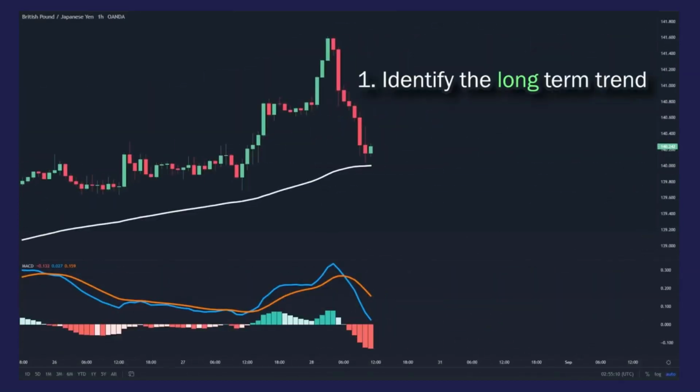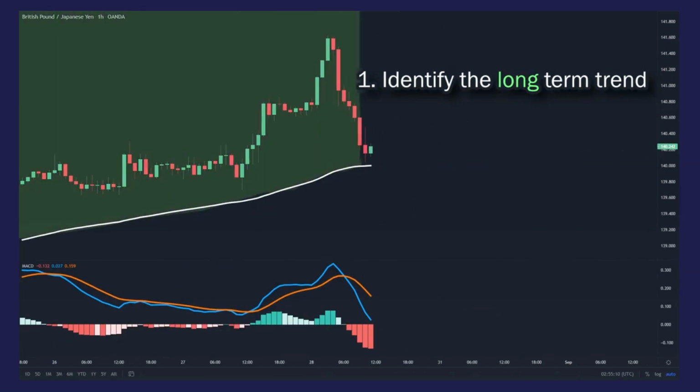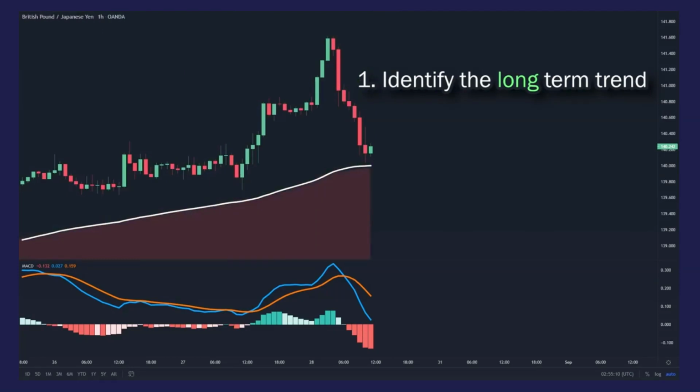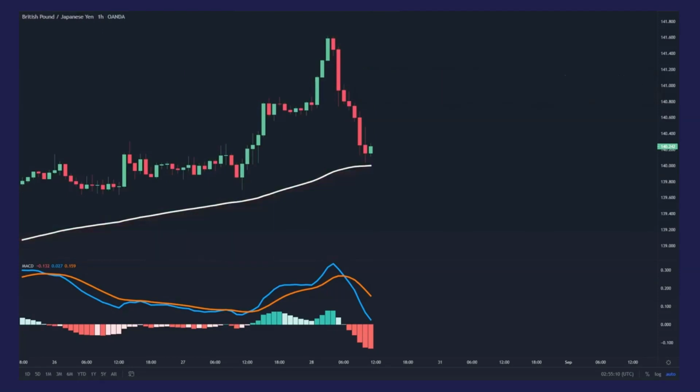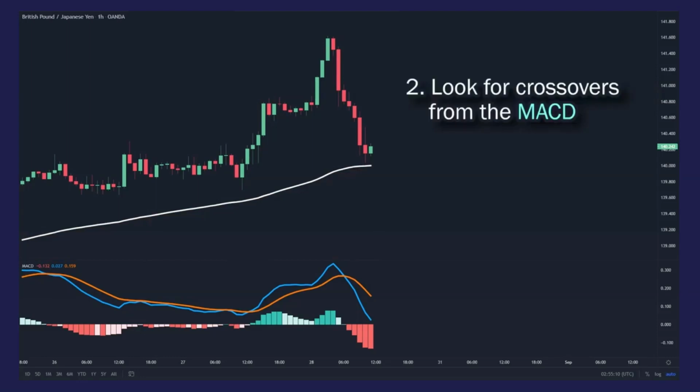The first step is to identify the long-term trend by looking at the 100 EMA. If the price is above the 100 EMA, it indicates that the long-term trend is up. And if the price is below the 100 EMA, it indicates that the long-term trend is down. Once you've identified the trend, the next step is to look for crossovers on the MACD that show the same signal as the long-term trend.